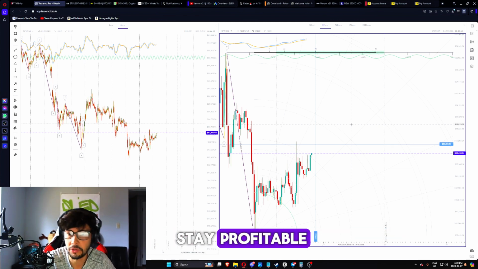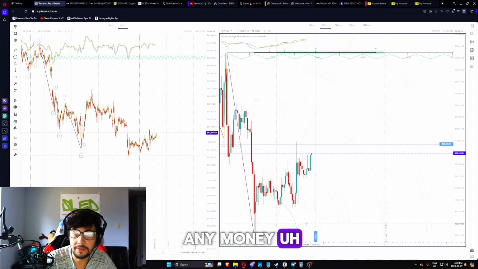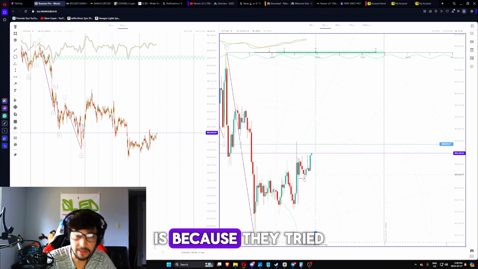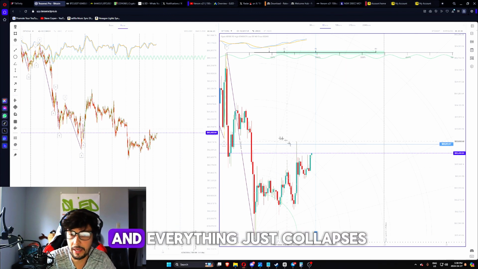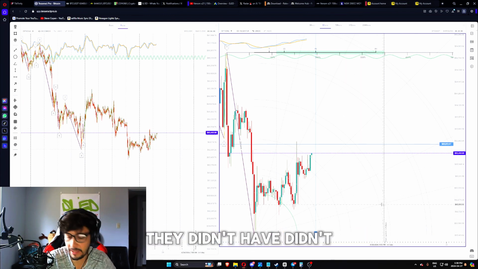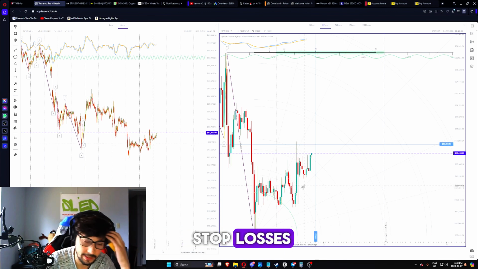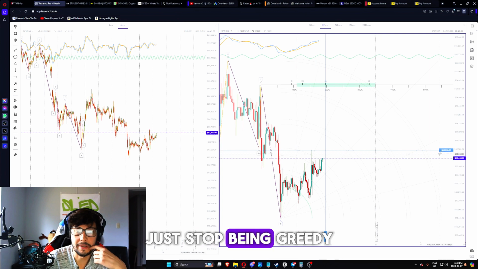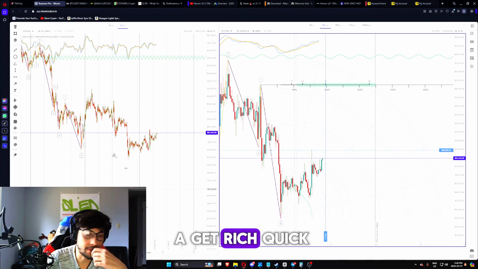As long as you stay profitable, no trader ever lost any money that took green. It's just impossible. Most of the time traders lose money is because they try to push that extra cent and everything just collapses. They didn't take any partial profits. They didn't move their stop losses. If you guys follow the rules, that's never going to happen. Just stop being greedy. That's it. Don't make it a get rich quick scheme.